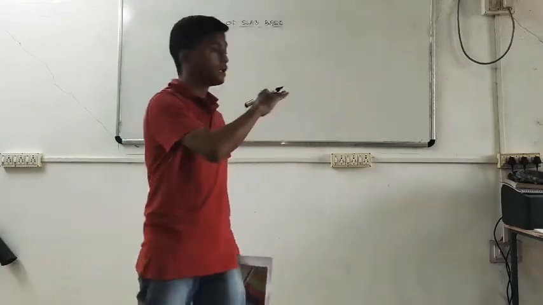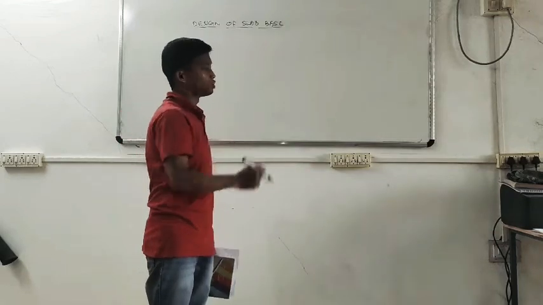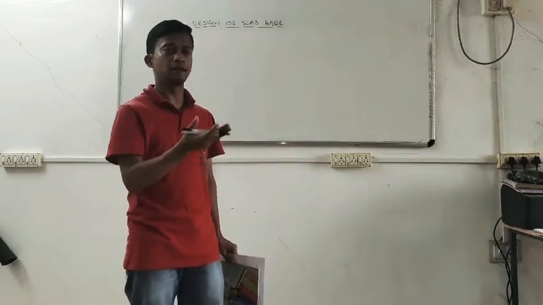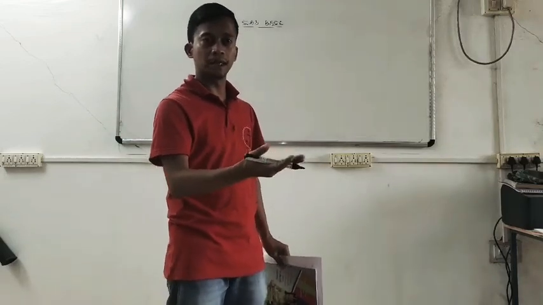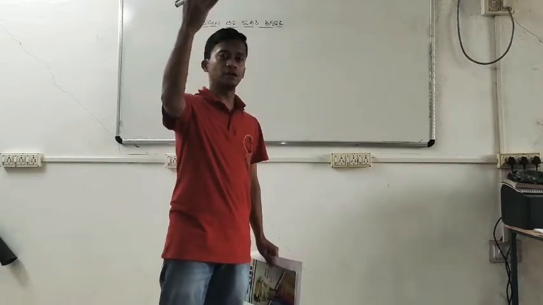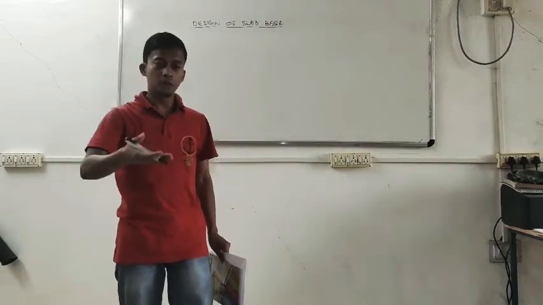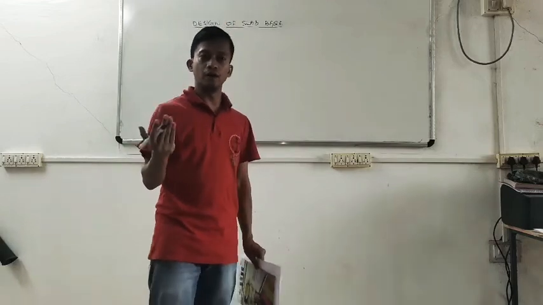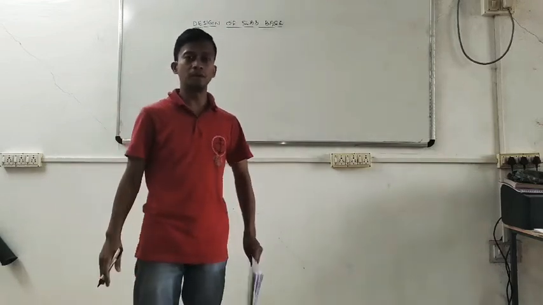For low or medium loading, the most preferable structure is slab base. In a slab base there will be a concrete pedestal above which there will be a base plate, and to the base plate the steel columns will be connected either with the help of an angle clip or with the help of welding.